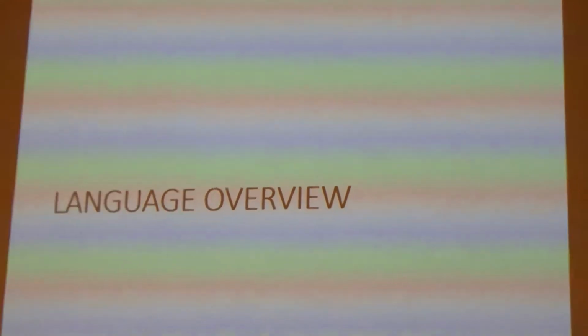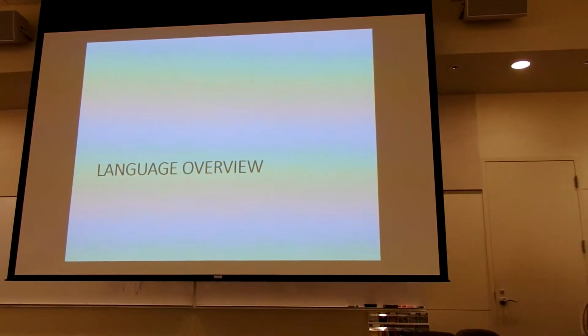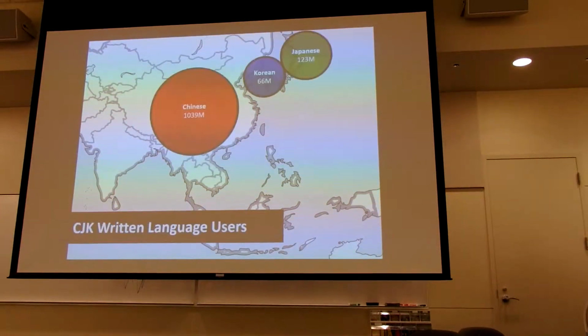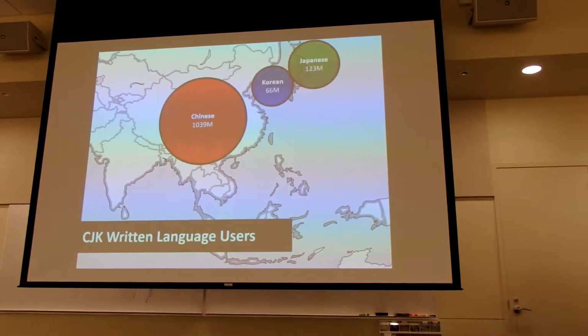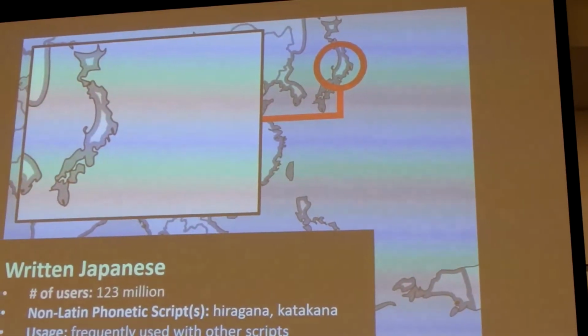So for a language overview, I wasn't sure how many people knew Chinese, Japanese, Korean. I know our Korean friend probably knows Korean, but just to give a quick overview, a map of East Asia: Chinese, Korean, Japanese, a lot of people speak it.